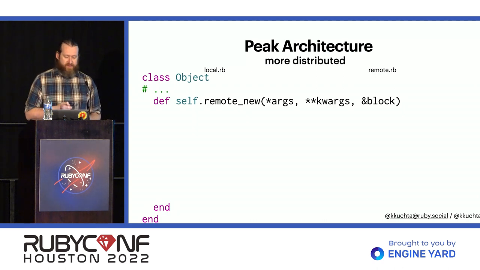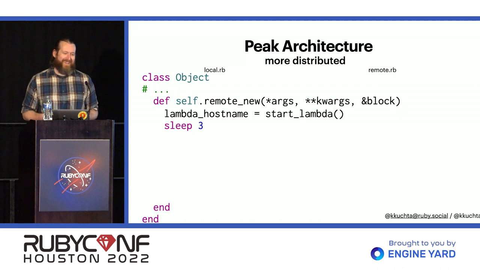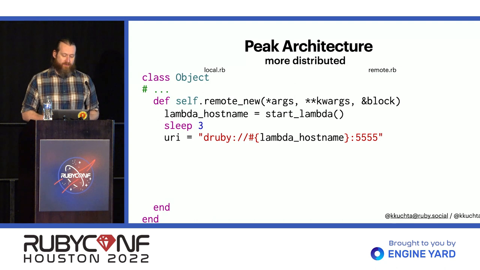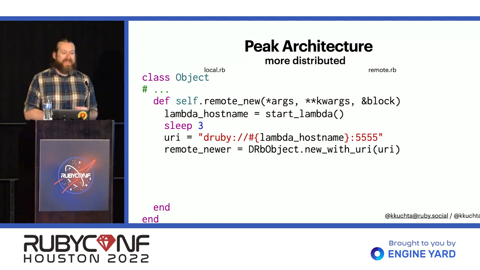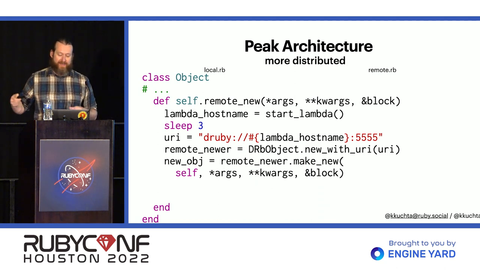First, we need to start one of those Lambdas. I'm going to do that on a random hostname. Then we need to sleep 3 seconds because we need the Lambda to have time to get started, and Ruby to start listening on the port. Then we construct the URI that we want to connect to that Lambda. Then we can create one of our remote newers inside of this Lambda. Then we can call remote newer.makeNew and create a new proxy object to an object living in this AWS Lambda.